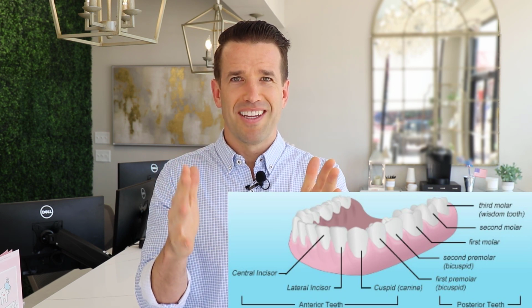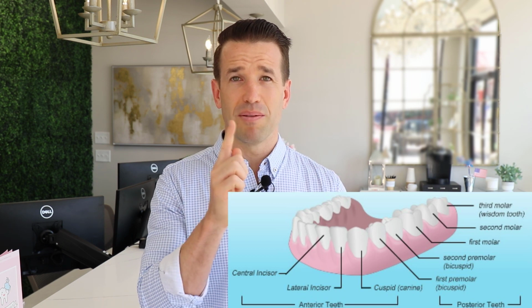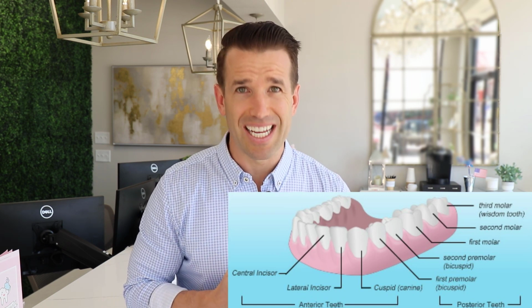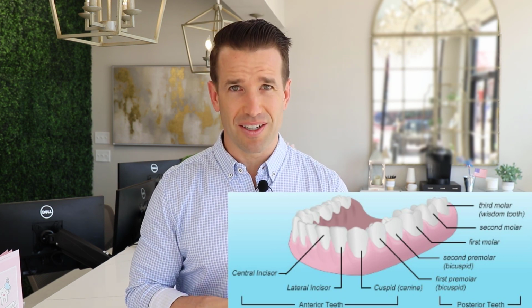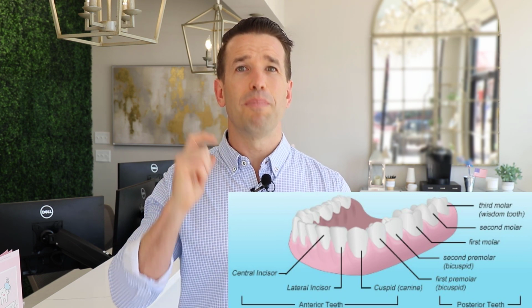Quick overview. You have the centrals, laterals, canines. Sometimes if you're talking just about the front 2 or front 4 teeth, you'd call them incisors. If you're talking about the front 6 teeth, those are the anterior teeth. Then you have the premolars and molars. Those are called the posterior teeth. All right, so you know the teeth number in 1 through 32. You know what the different teeth are called.